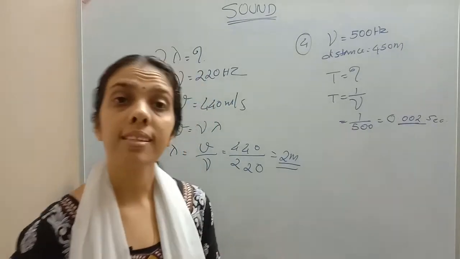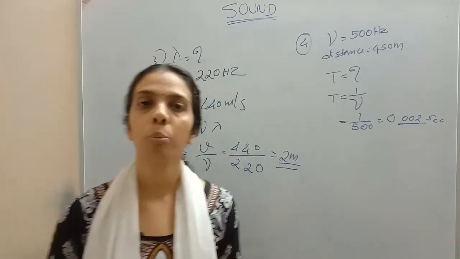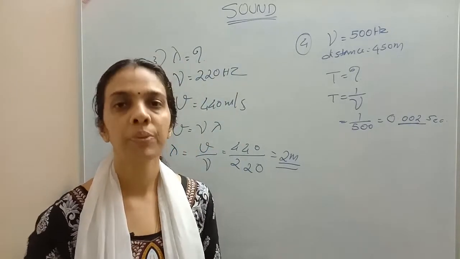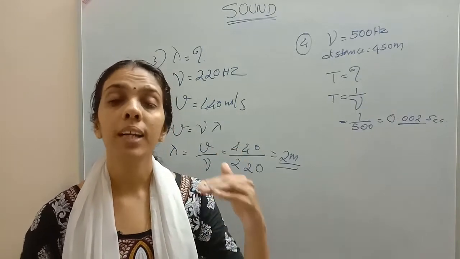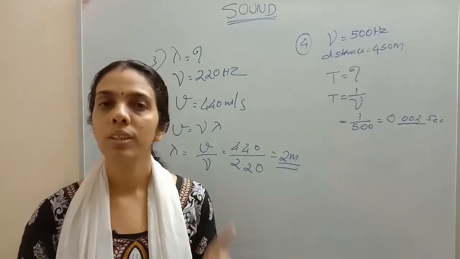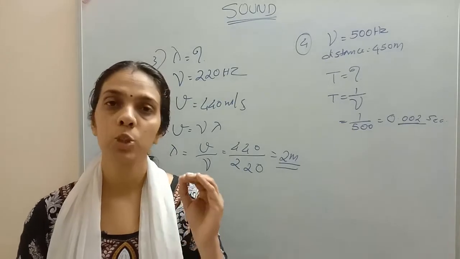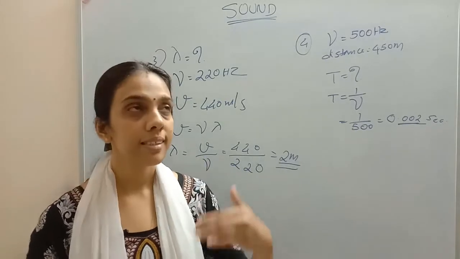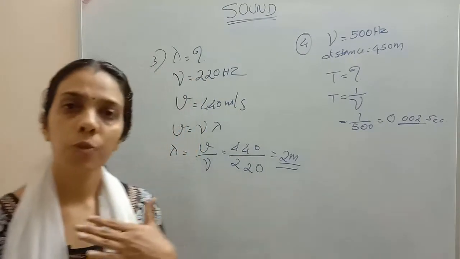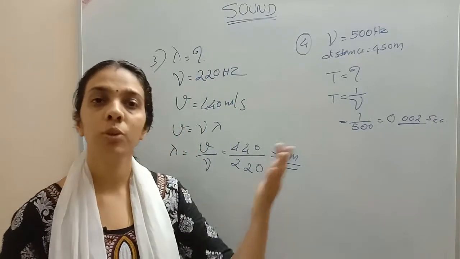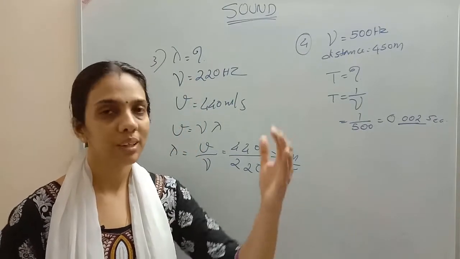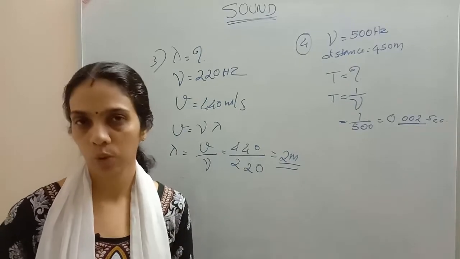Next is, distinguish between loudness and intensity of sound. See, loudness is the characteristic property of a sound wave, and it depends on amplitude. It differs from person to person. It is relative. That is, for me it may be a loud sound, for you it won't be a loud sound. These are the properties of loudness.